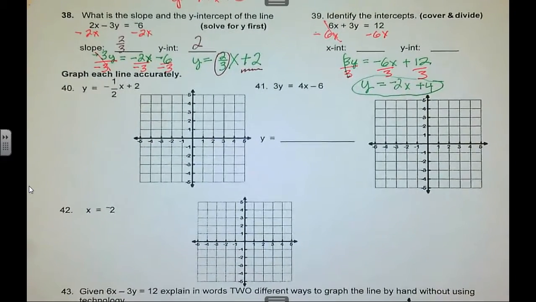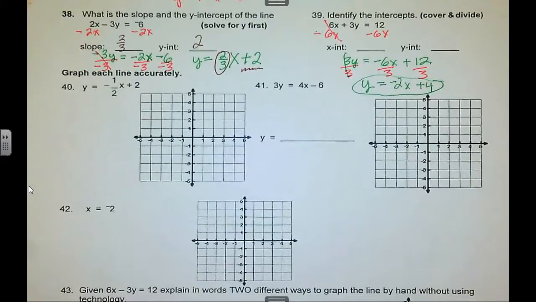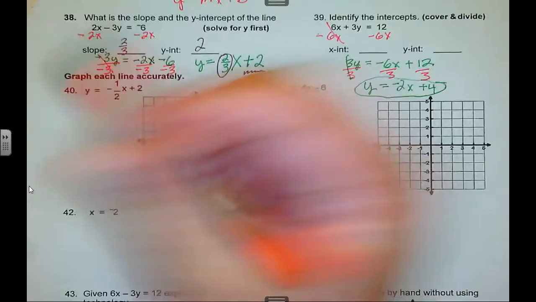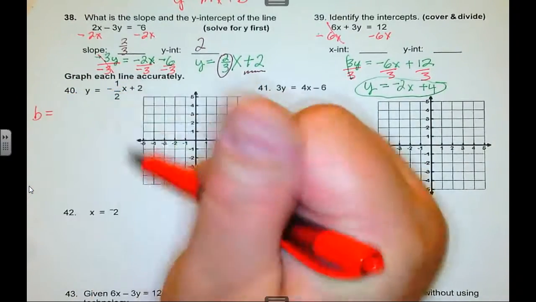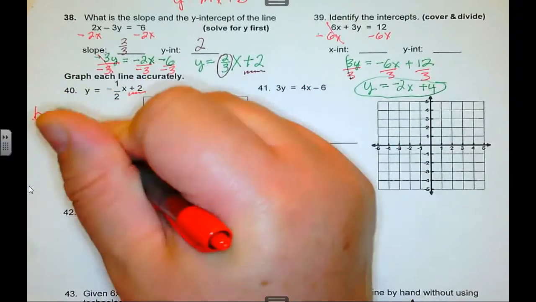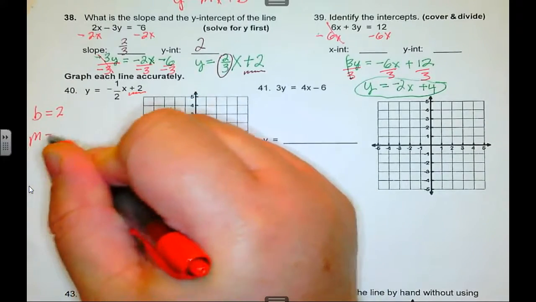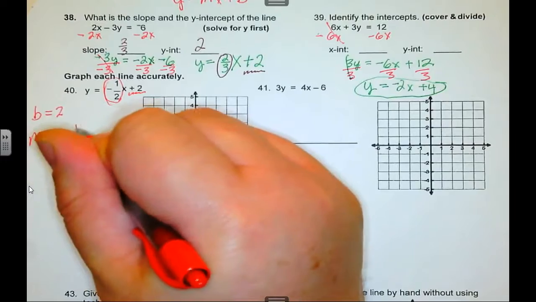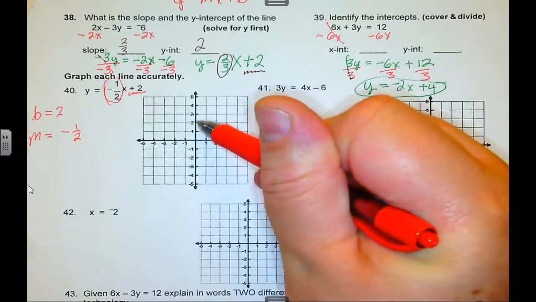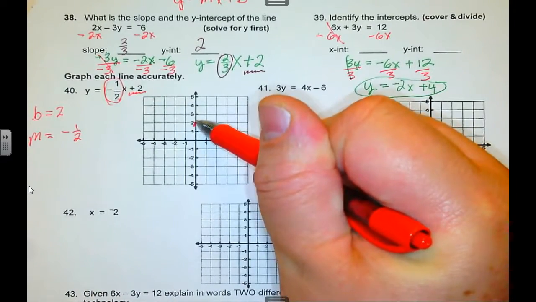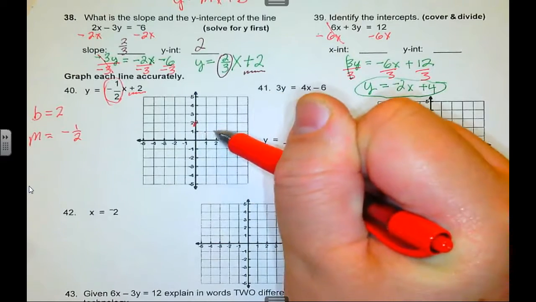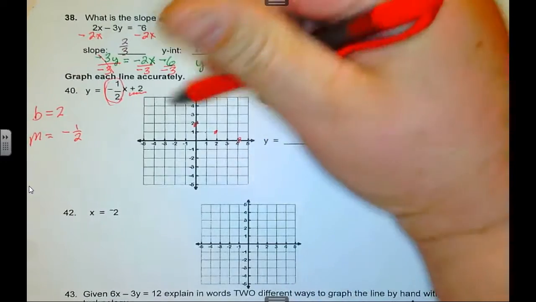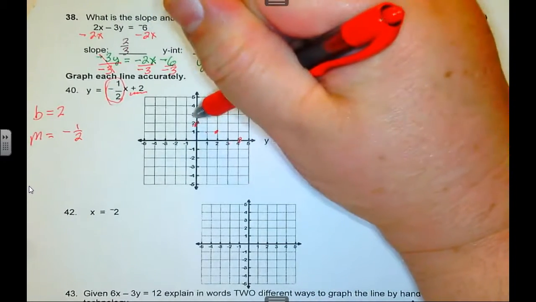I'm recording. Okay, so you guys remember how to graph a line? Graph your y-intercept first. 2. My slope is the coefficient of x. Negative 1/2. Crosses the line at 2. Down 1 to the right 2. Down 1 to the right 2. Or I could go up 1 to the left 2.